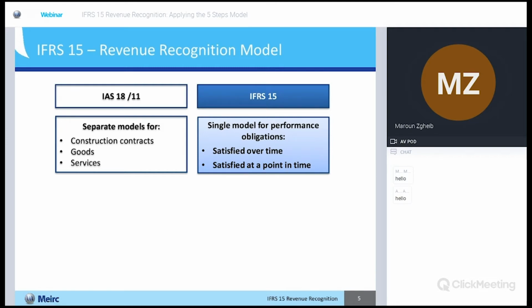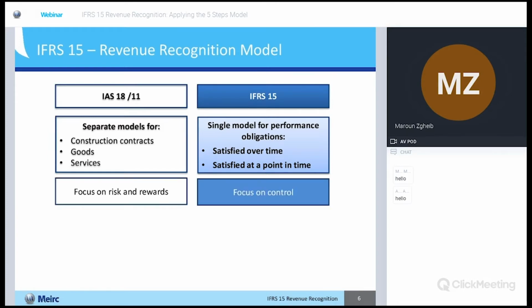But under IFRS 15, we have a single model for performance obligations, regardless if it's a service, a good, or a combination between goods and services. All the transactions are looked at as a performance obligation. Are we performing the obligation at a point in time or over a period of time? And that's what defines when revenue should be recognized.